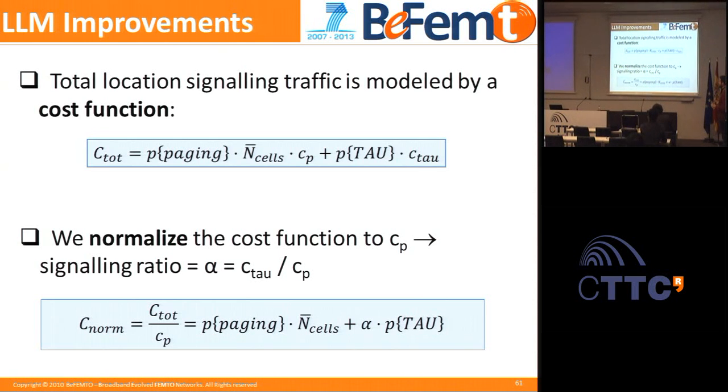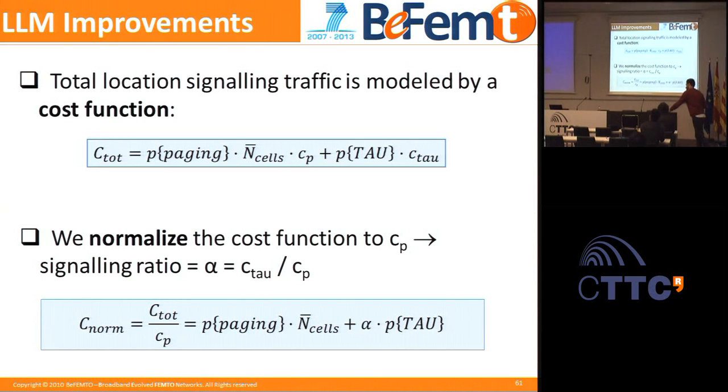Basically, it captures the contribution from paging and the contribution from tracking area update. This is the probability of having a paging, that means of receiving a call in a specific time slot. This is the average number of cells that are going to be affected if this paging comes. And this is the cost of a single paging operation, so no big deal. And this is the probability of having a tracking area update, and this is the cost of a tracking area update.